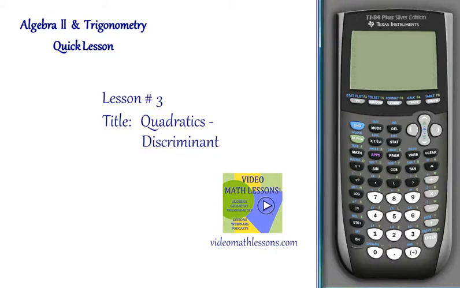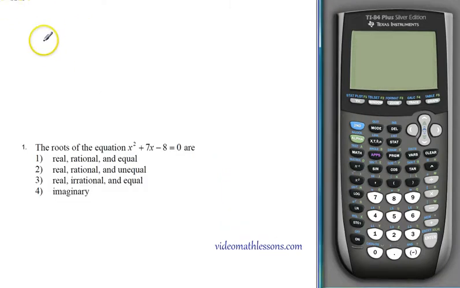Lesson number 3, quadratics, especially the discriminant. So first we have to talk about what the discriminant is. A discriminant is part of the quadratic formula. It's the inside part of the radical. It's called b squared minus 4ac. That is the formula for it. Notice there is no radical sign around it. It's the inside part of the quadratic formula.